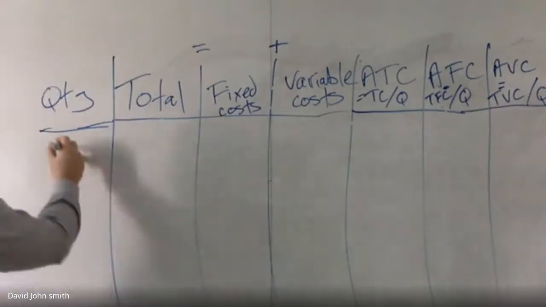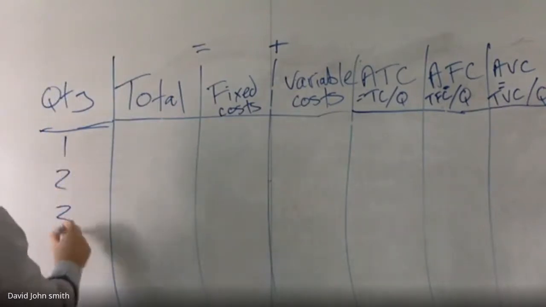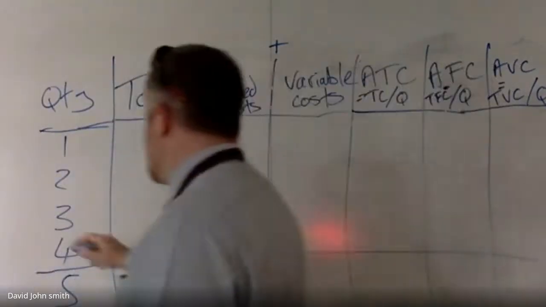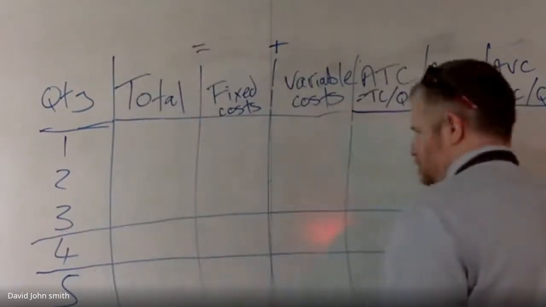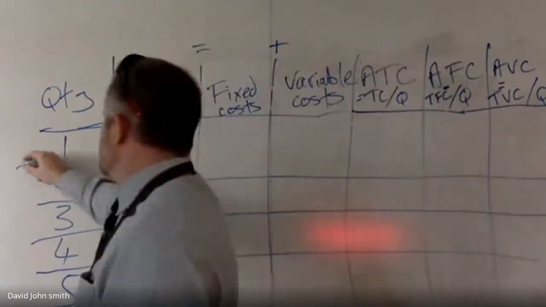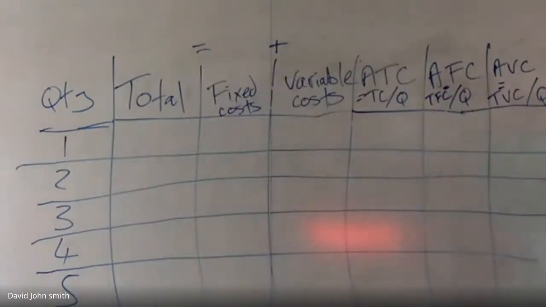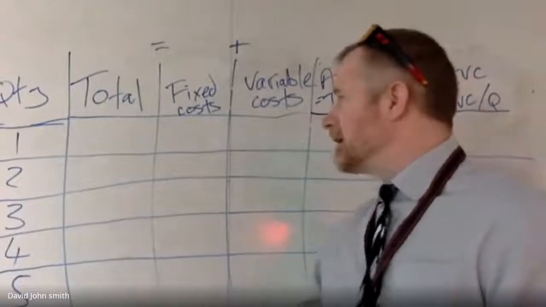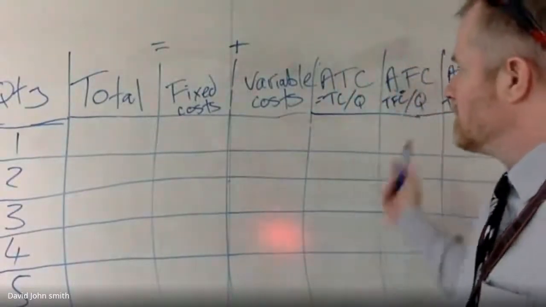And I'm going to put some quantities in. 1, 2, 3, make it relatively straightforward. Go to 5. And then we're going to do maths and see what happens. Hopefully this will work. It's been a while since I've written on a board. Okay. Now, fixed costs.